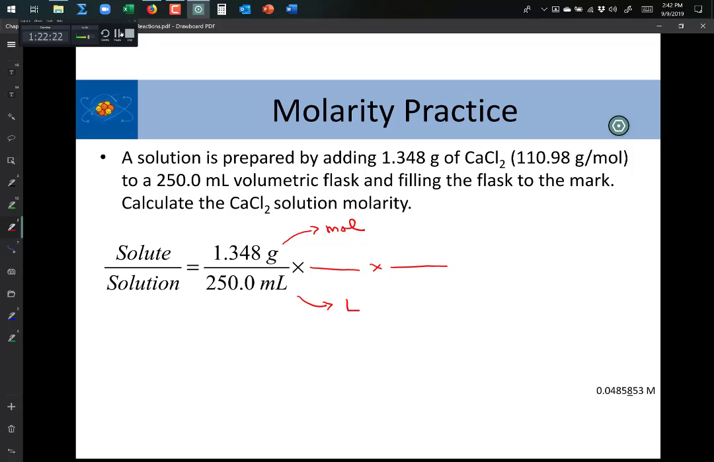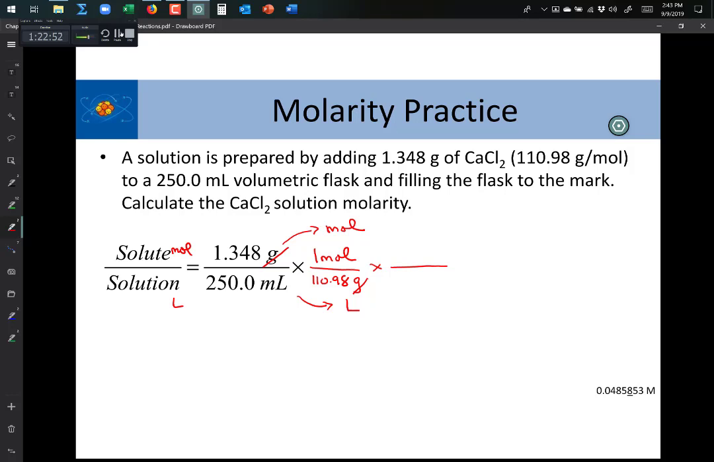You guys want to see how I did it? Just a check. I want to get rid of grams, so it's 110.98 grams at the bottom and 1 mole at the top. Remember, my goal for molarity is I want solute in moles and solution in liters. So if I do this part of the conversion, I have moles per milliliter right now, right? So then I have to convert the milliliter unit to liter units.